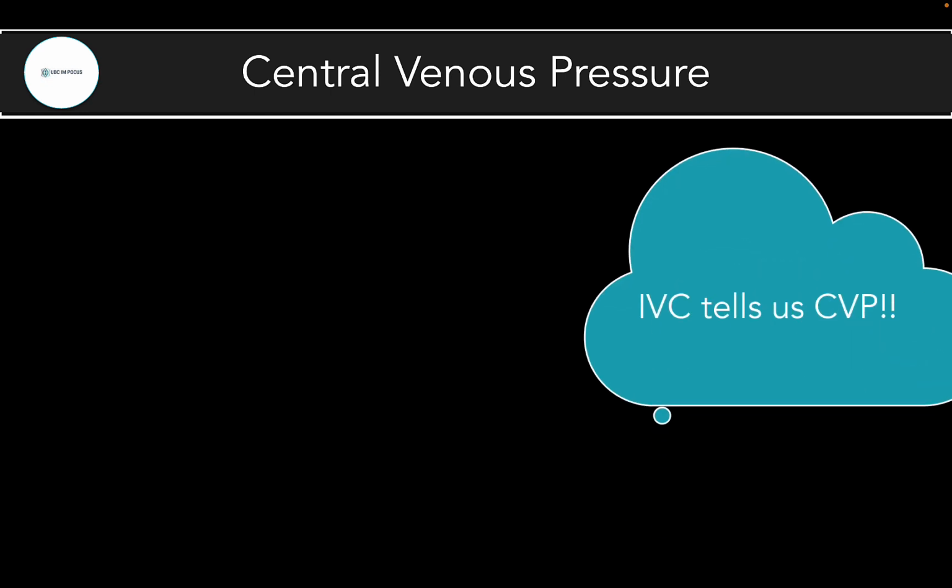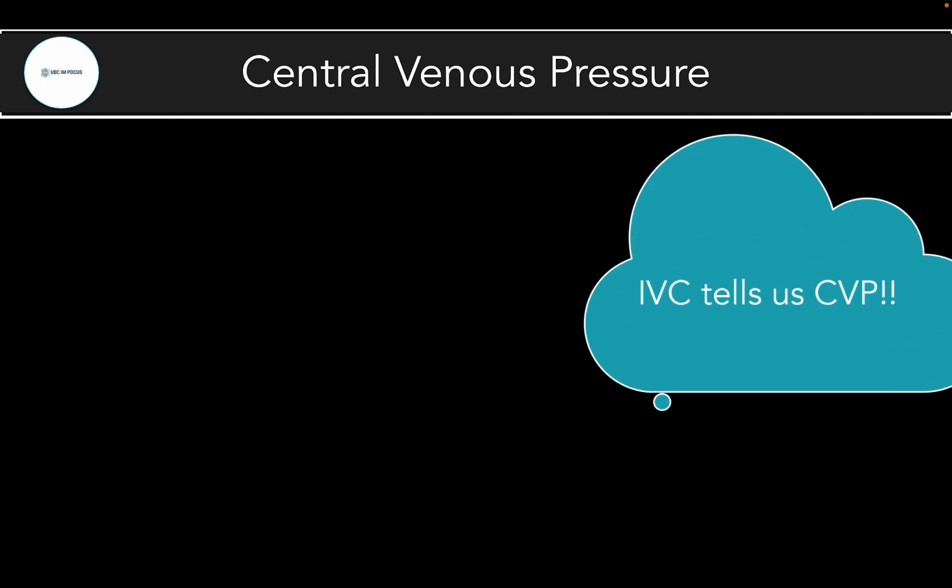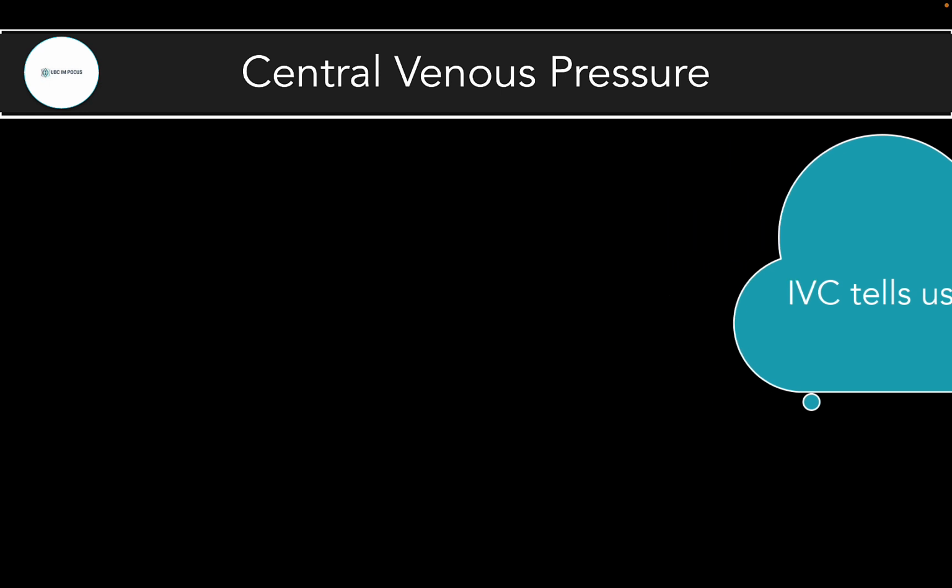Now, you can't talk about the IVC without talking about CVP, central venous pressure. So CVP is defined as the pressure in the central veins, aka the vena cava. And we can use ultrasound features of the IVC, its size, its shape, its collapsibility, which we'll talk about, to help us infer CVP. So this is what the IVC is telling us. The IVC tells us CVP. It doesn't tell us volume status, it tells us CVP.